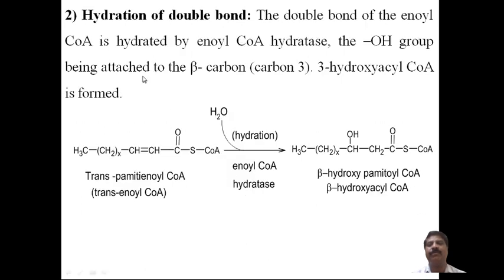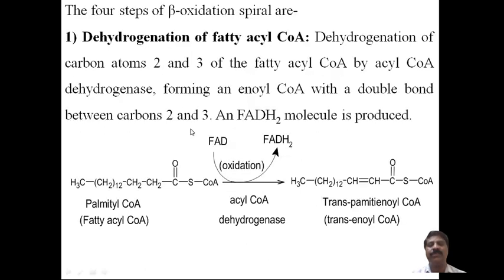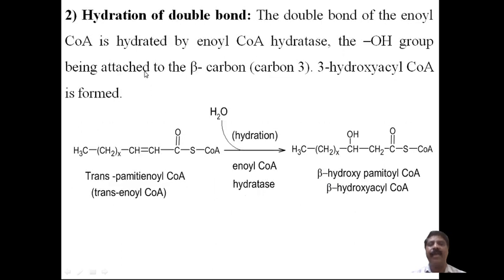The second step is hydration of the double bond. Therefore, the first one is conversion to the double bond, and the second step takes place as hydration on the double bond to add the hydroxy group. The trans-palmitoyl enoyl coenzyme A, obtained in the first step, is further treated by hydrolysis, by addition of an OH group, with enoyl coenzyme A hydratase as the enzyme, to form beta hydroxy palmityl coenzyme A.